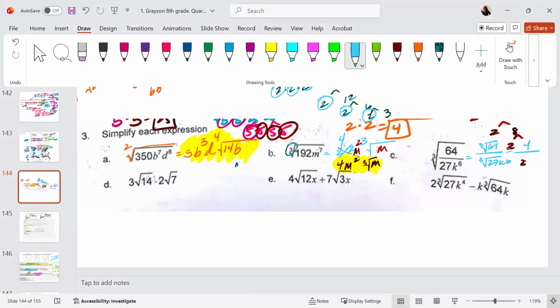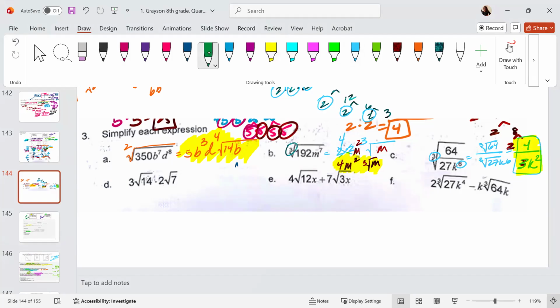Do you see that? So 27 will be a 3, right? Yeah, because 3 times 3 times 3 gives you 27. Now for the k, how many can you take out? Take out 2, because it's 6 divided by 3. And that's your answer, right there. That's it. That's the answer right here.